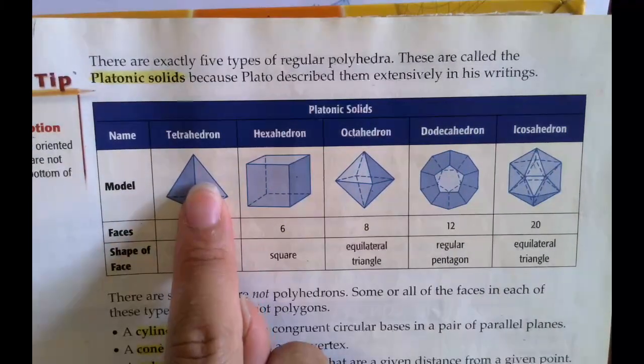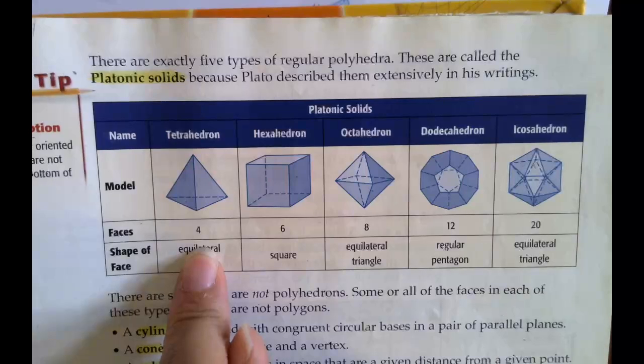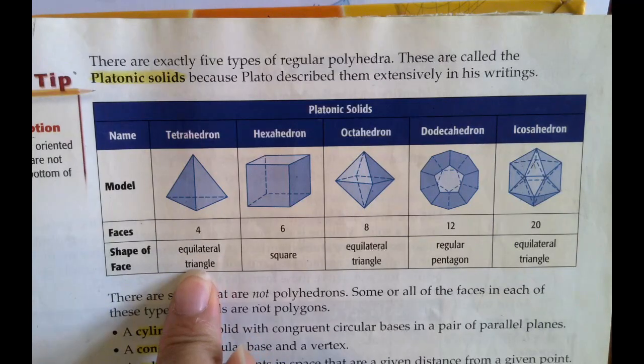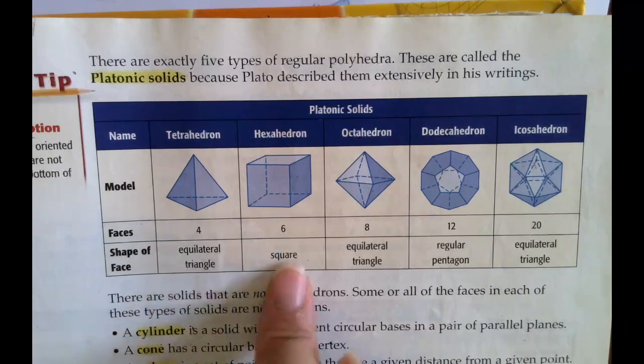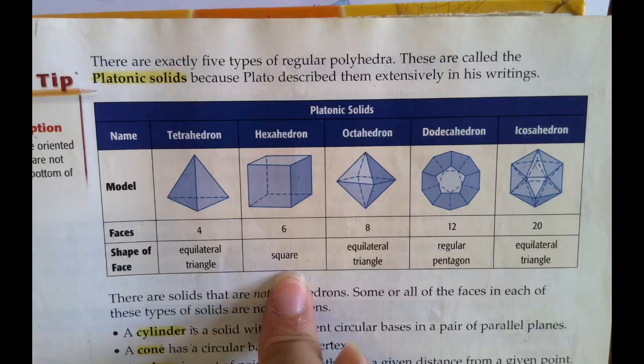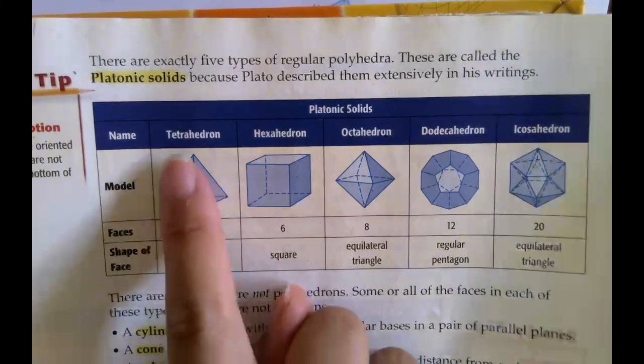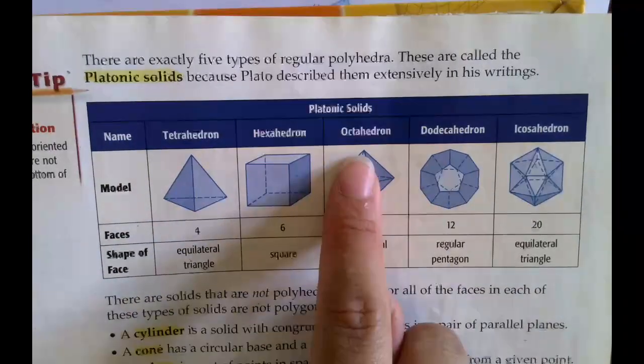These are the five Platonic solids. This is a tetrahedron. It has four faces, and all of the faces are equilateral triangles. This is a hexahedron, also known as a cube. That's probably the most common Platonic solid. It has six faces. It's a square. Each of these are named by how many faces they have. So tetra for four, hex for six.